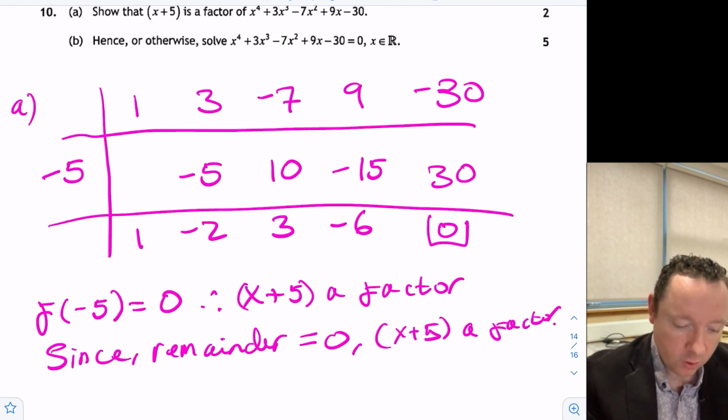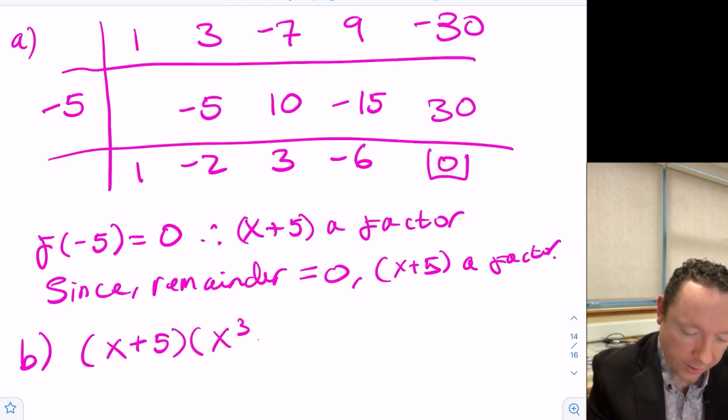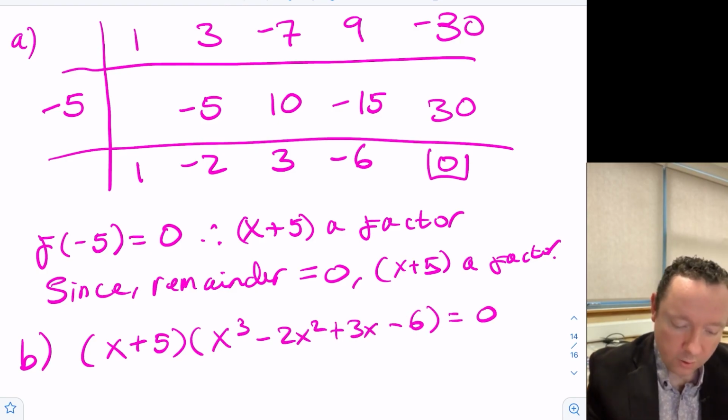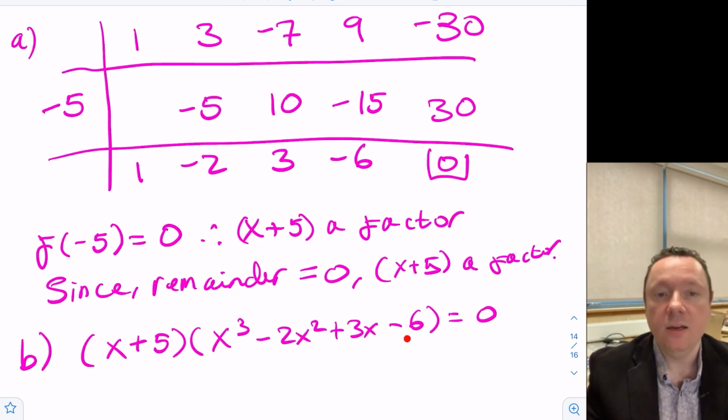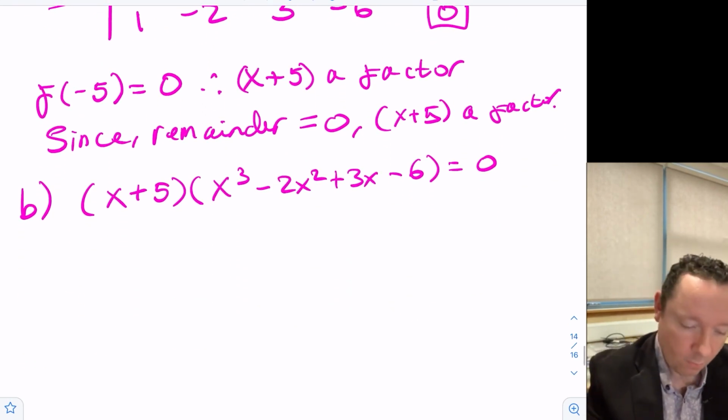Hence, otherwise solve the equation. So part B, we now know that it becomes x plus 5. Then you've got x cubed minus 2x squared plus 3x minus 6 equals 0. We're going to have to check numbers here to find another factor. So the easiest way is direct substitution.